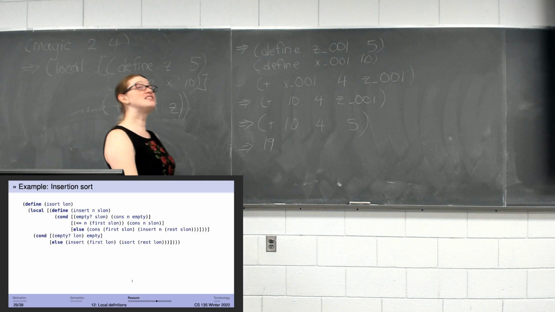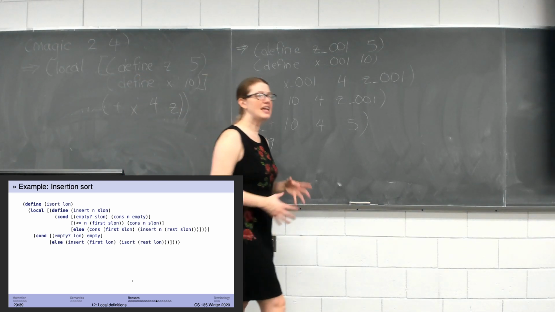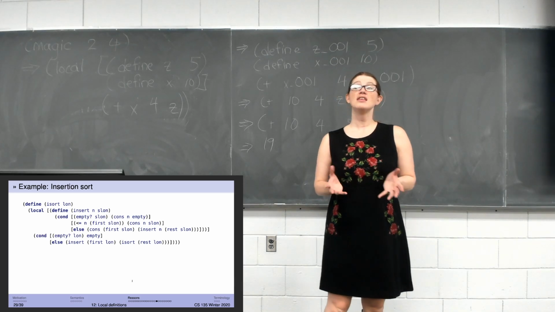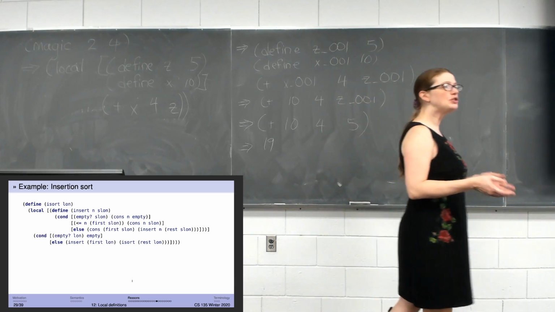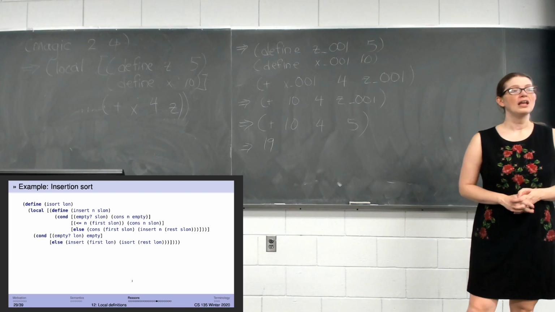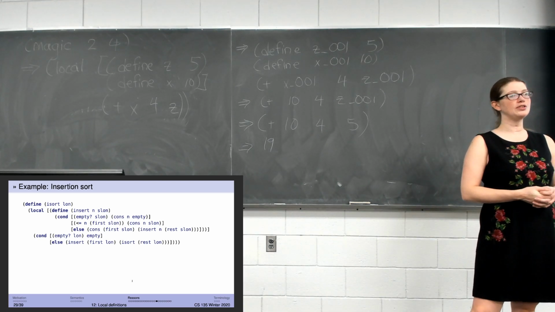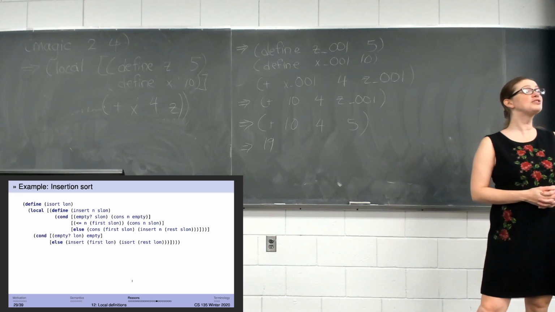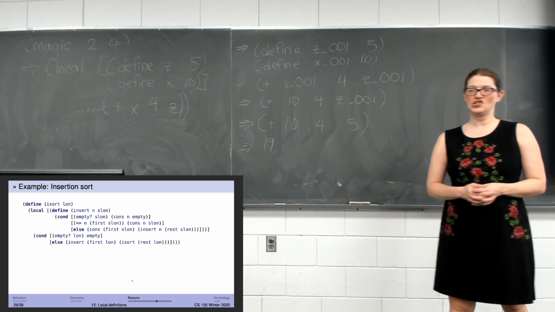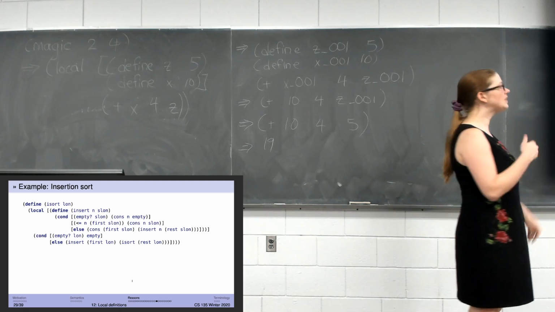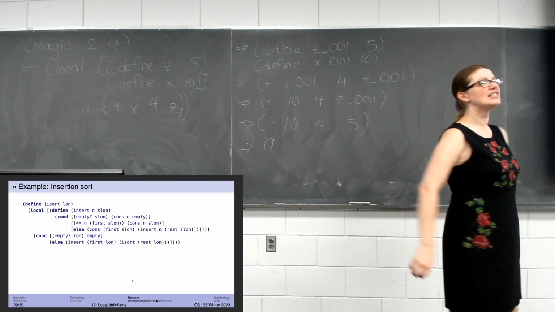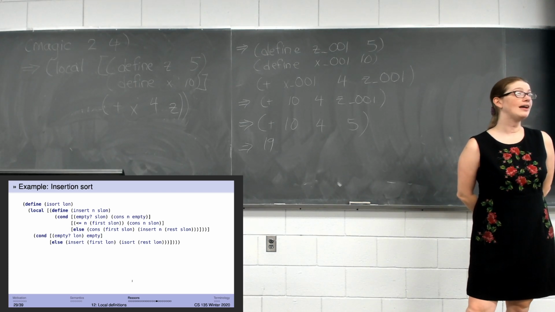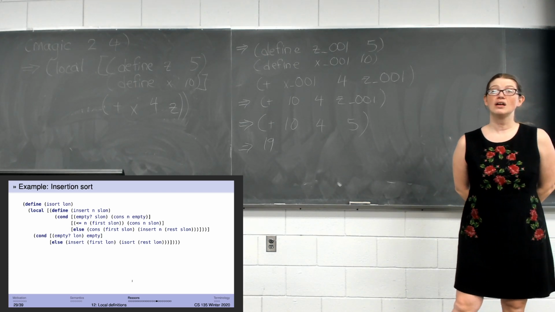Now, here is another example of encapsulation that I don't agree with. This is insertion sort. Insertion sort required a helper. The helper was called insert. And what insert does is it takes a number and inserts it into an already sorted list. In this particular example, they have encapsulated it inside the isort function, and I disagree with this. And here is why I disagree with it.